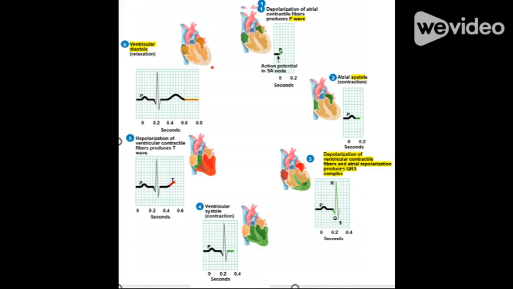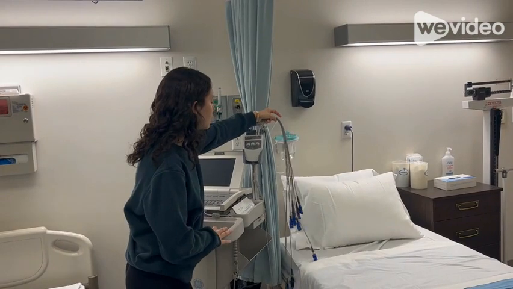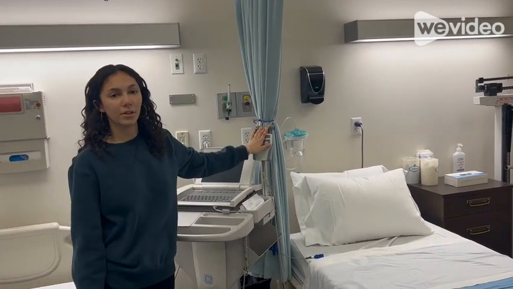In phase 6, the final step, ventricular diastole occurs, relaxing the ventricles until another signal from the SA node begins the process again. So how do we monitor these electrical signals on the patient? Well, there are 10 electrodes that we use in the process. Okay, so this is an EKG machine, and these are the 10 electrodes that we use to attach to the patient in order to measure their electrical signals.